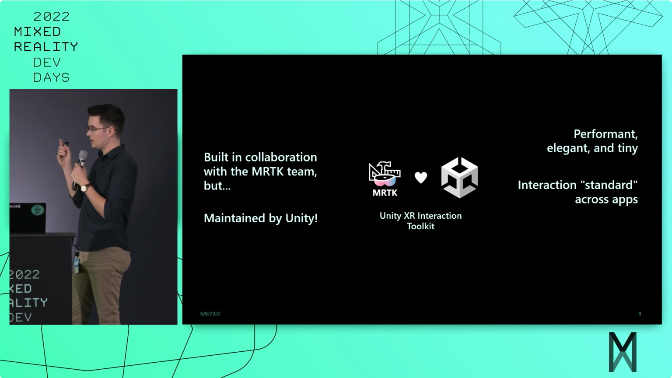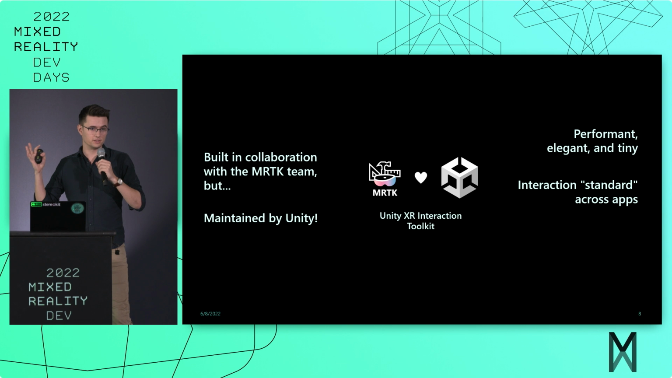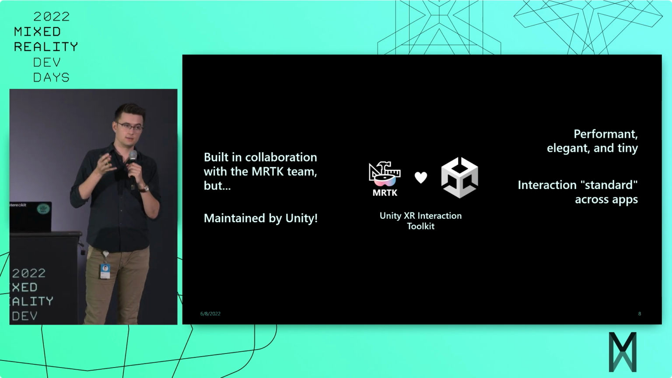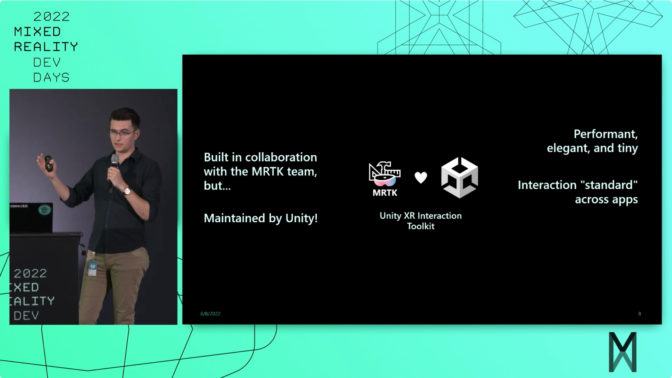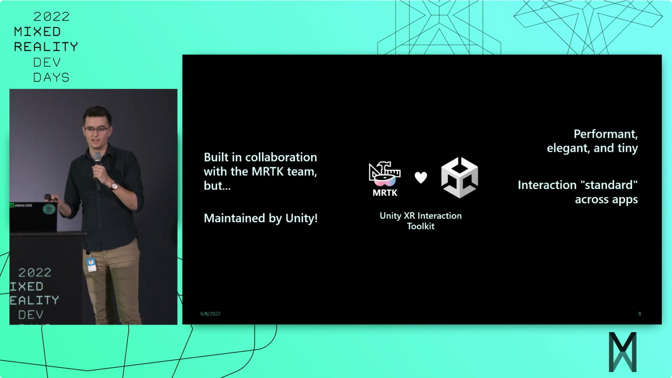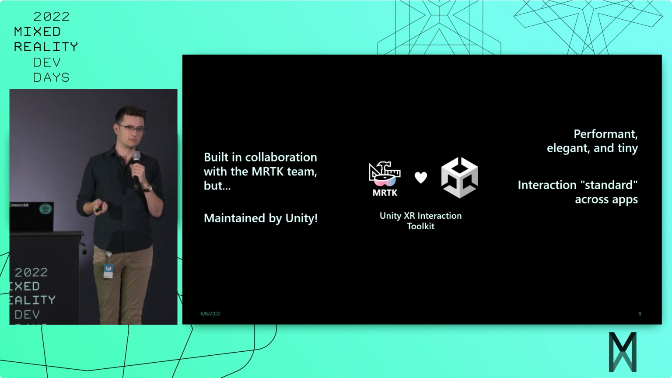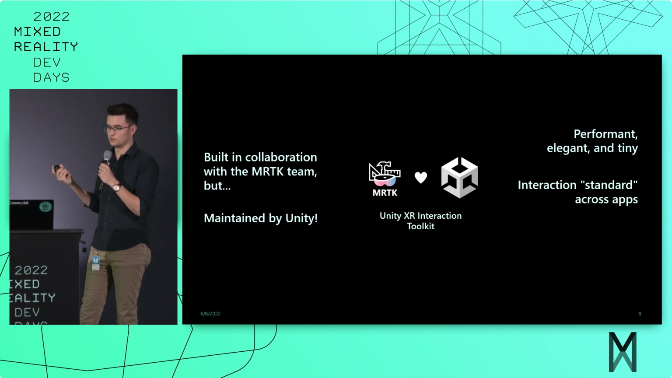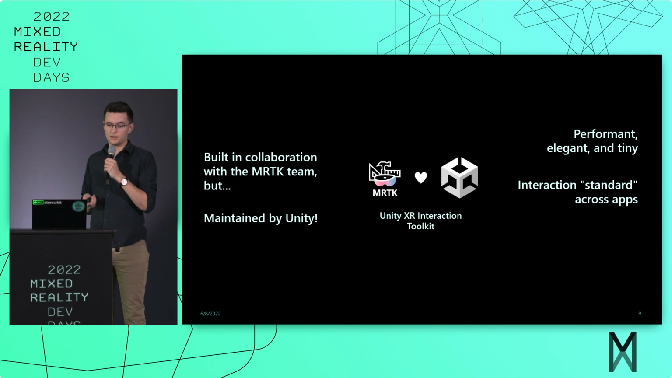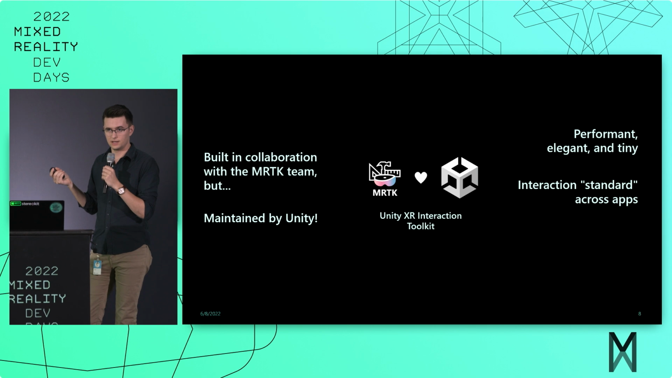And so XRI, it's really performant, which is awesome. It's really, really elegant. It's really, really tiny and simple. It's honestly one of the nicest Unity APIs I've ever worked with. Unity has a wide range of quality when it comes to their APIs, of course, but I think XRI is a really good one. We've never run into something in XRI that we haven't been able to work around or extend in a really intuitive way. The other really cool thing is that it's becoming this interaction standard between applications.